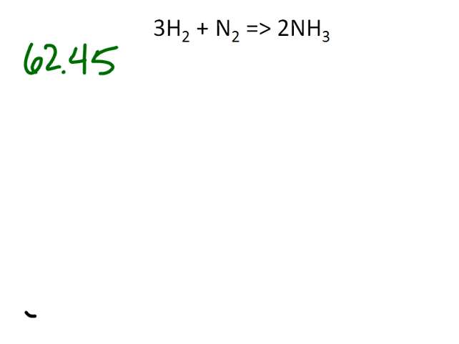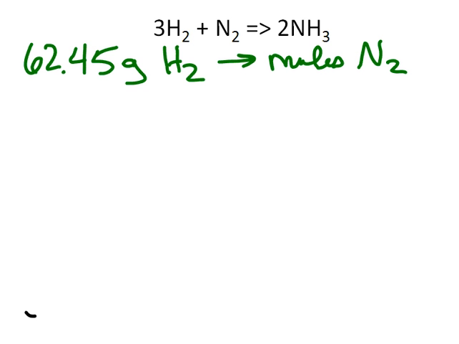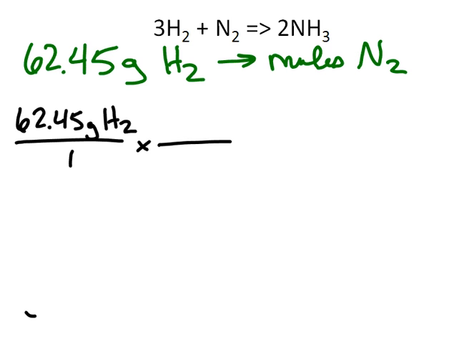62.45 grams of hydrogen gas, and I want to know how many moles of nitrogen gas will react with that much mass of hydrogen. Again, this is a two-step dimensional analysis. So I'm going to start with what I'm given, which is 62.45 grams of hydrogen over 1. And then I need to get to moles so I can get to a molar ratio. So I'll use the molar mass of hydrogen.